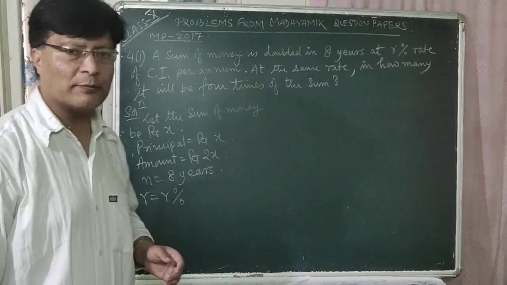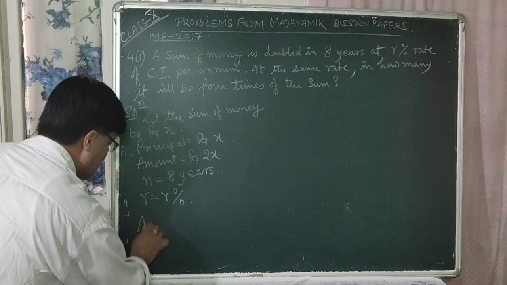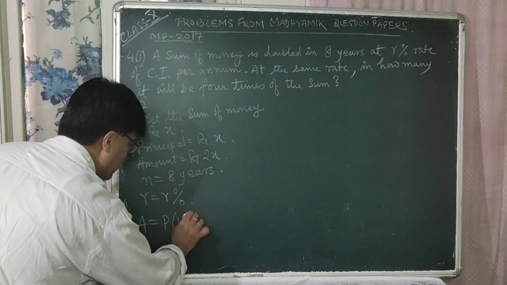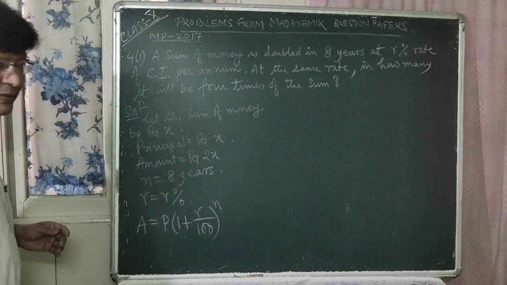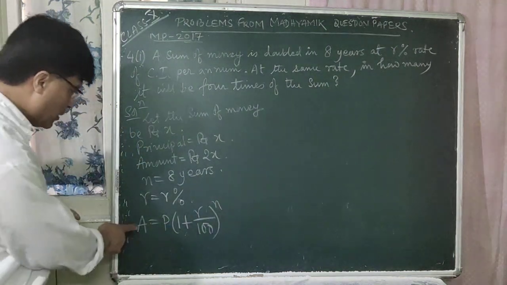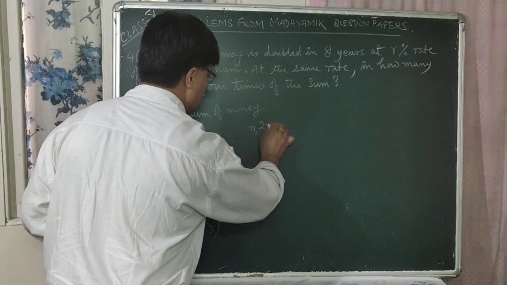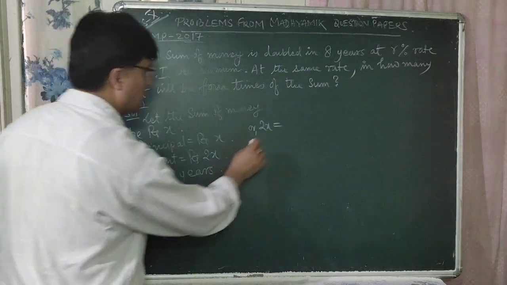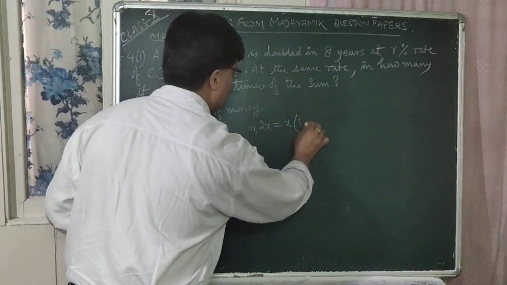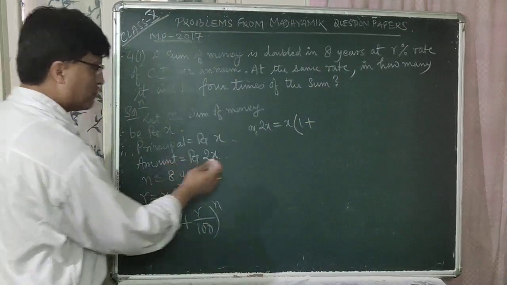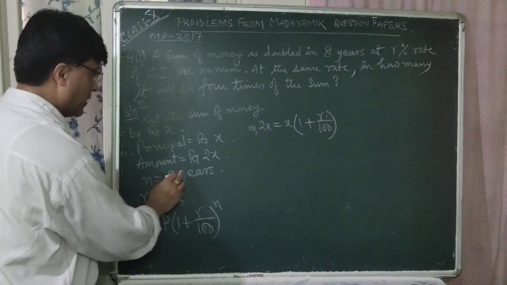So this is the problem of compound interest. So what is the formula? That is A is equal to P within bracket 1 plus R upon 100 whole to the power N, right? What is the amount in this case? 2X is equal to, what is the principal here? X, right? Principal is X, and 1 plus, what is R here? R is R% itself, R by 100 whole to the power, what is the value for N here?